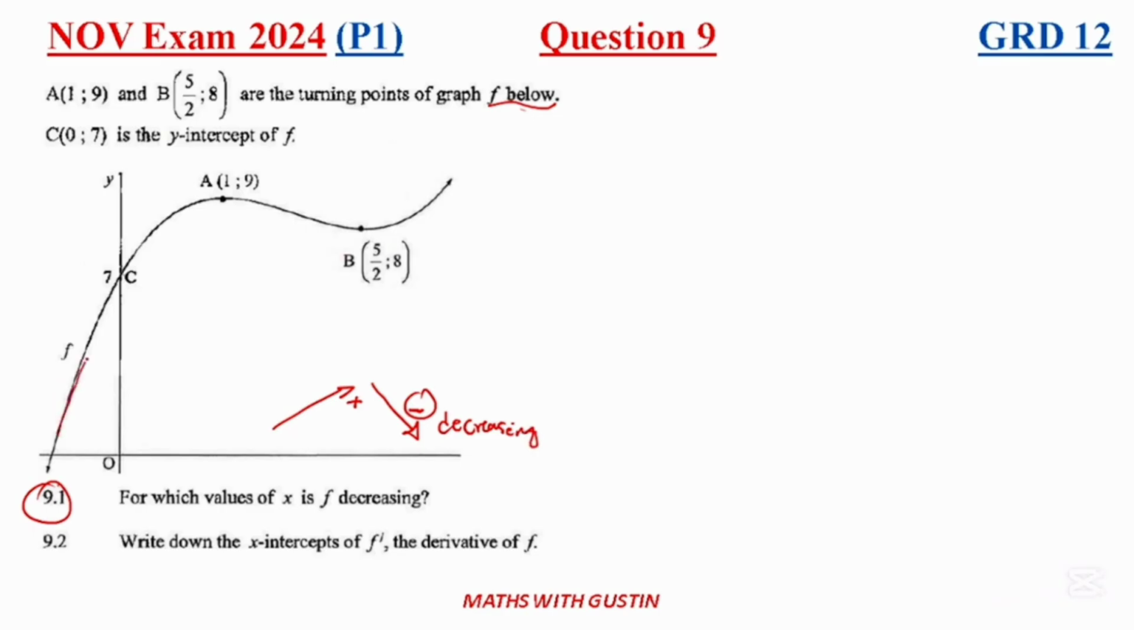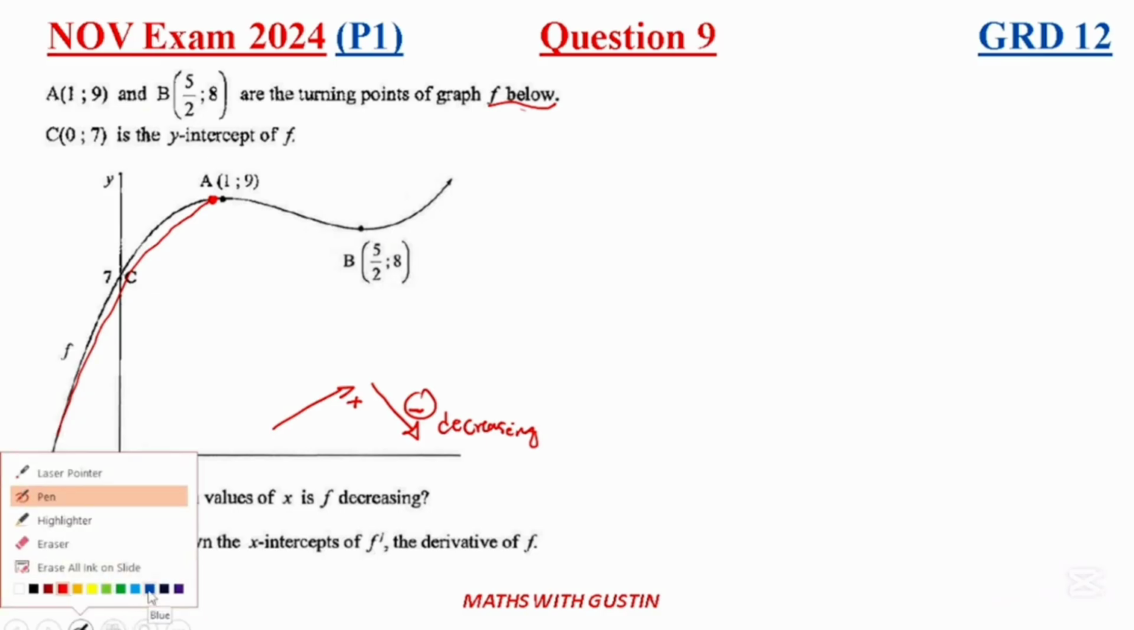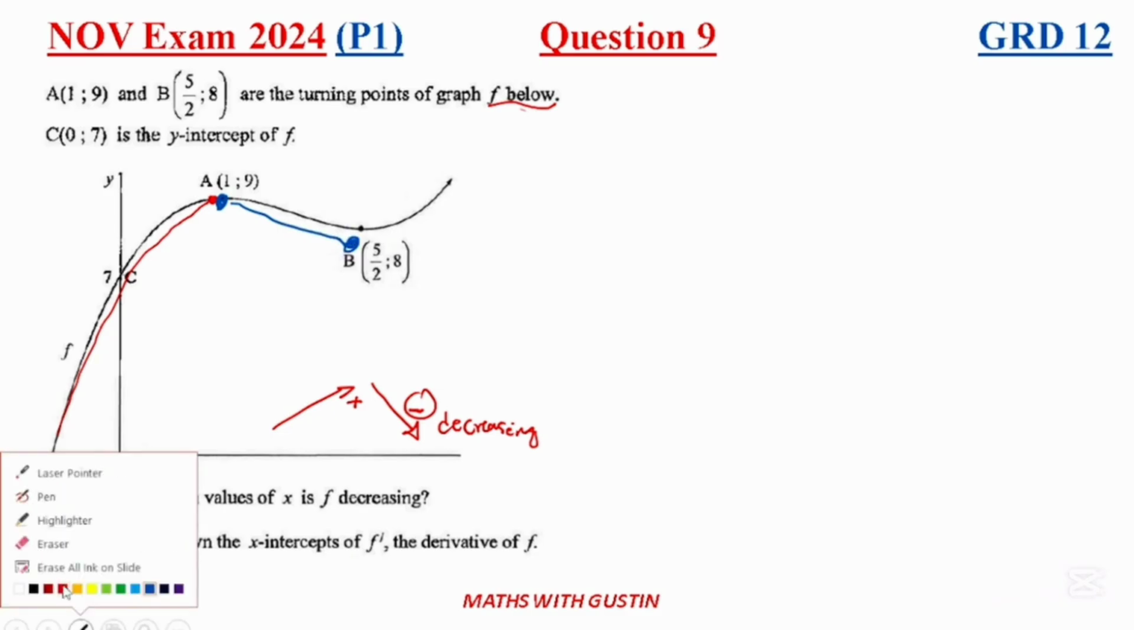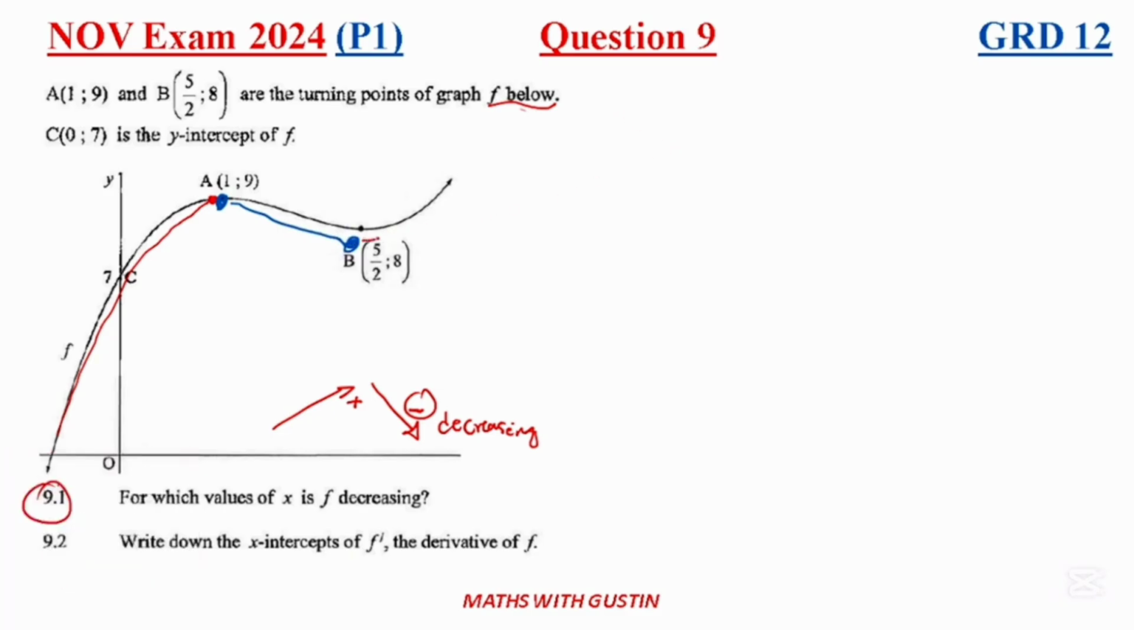Now let's have a look at this function. Up here it's increasing until it gets to this point, which we refer to as a turning point. When it gets to this point, it starts decreasing until this point, and then it goes back to increasing again. It goes back to having a positive gradient. So in between these two points, where x is equal to 1 and where x is equal to 5 over 2, our function is decreasing.